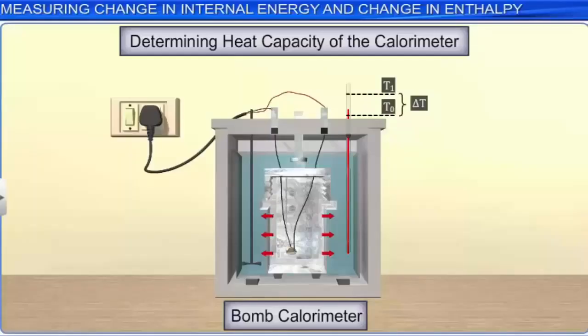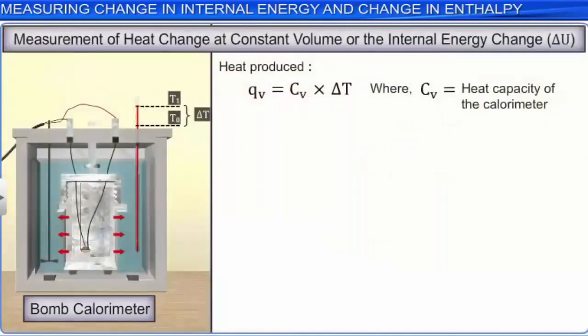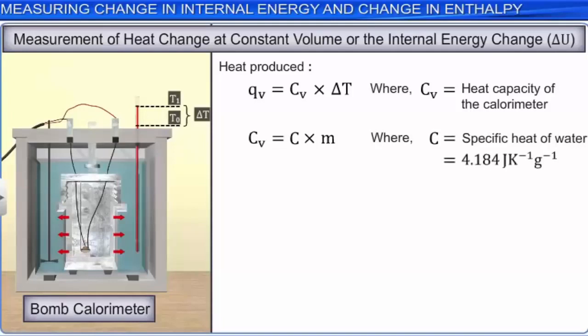Heat capacity of the calorimeter is determined separately by igniting a known amount of a substance, whose heat of combustion is already known, in the same calorimeter. And CV = C × M, where C is the specific heat of water and is equal to 4.184 joules per Kelvin per gram, and M is the mass of water.